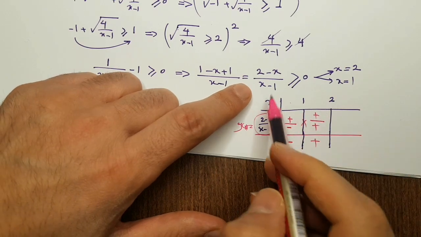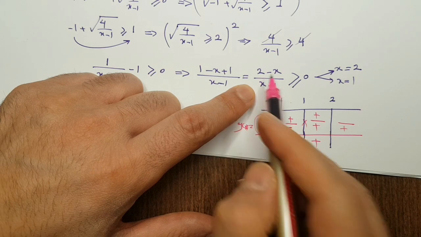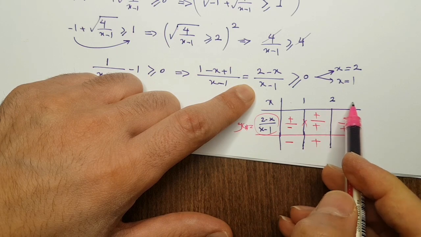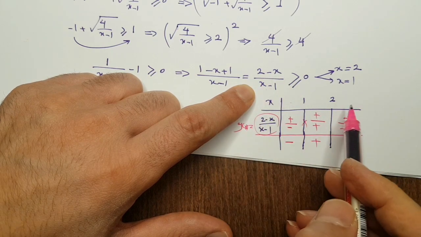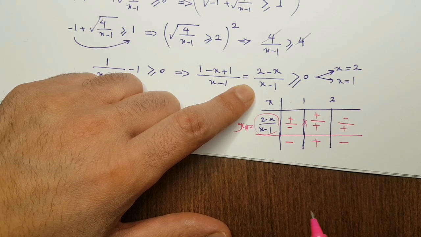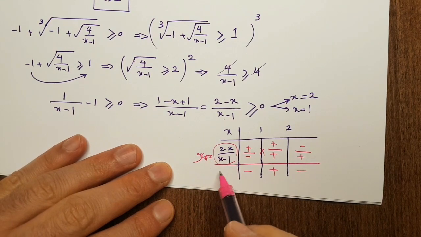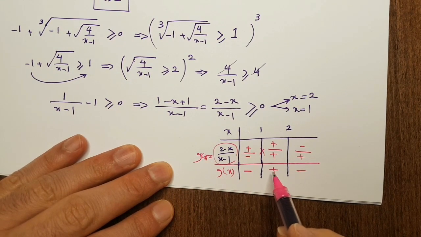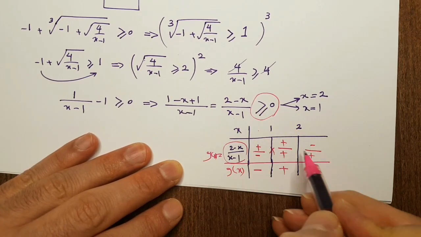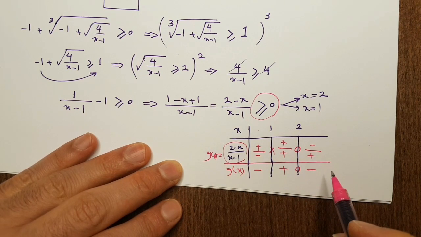At values above 2, the denominator is positive and the numerator is negative, because for instance, let's consider 3. 2 minus 3 is minus 1, and so it is negative. So we'll have negative. We want only to find where g(x) is more than or equal to 0. So at 2, we know that it is also 0 because it's a 0 of the numerator.